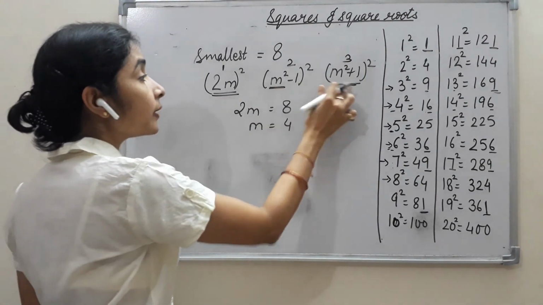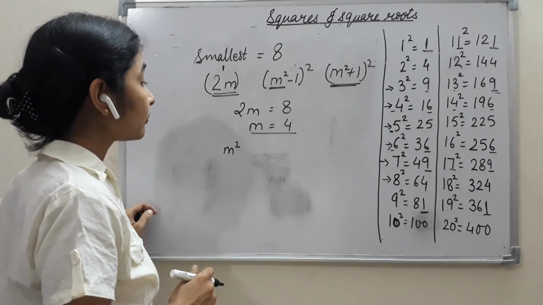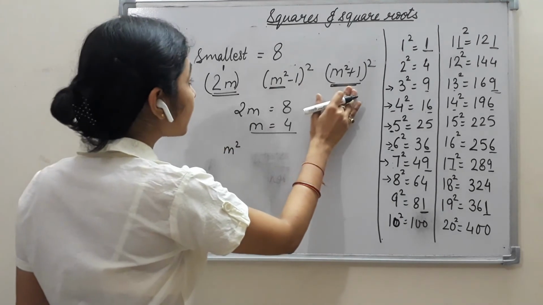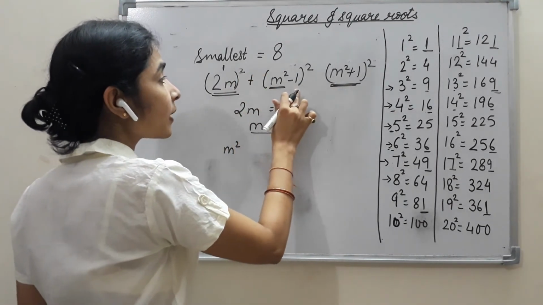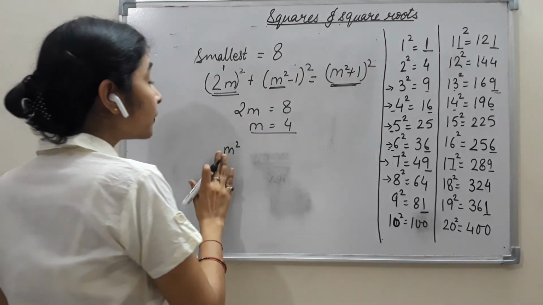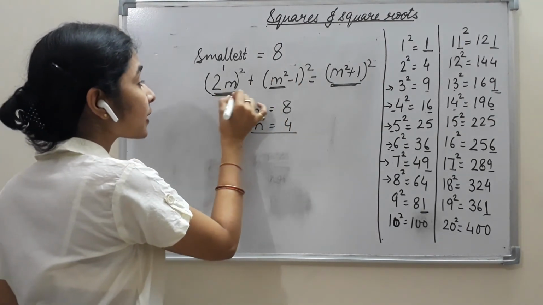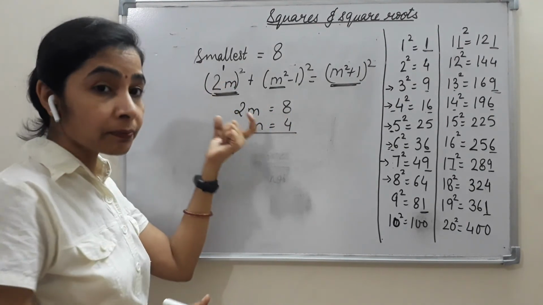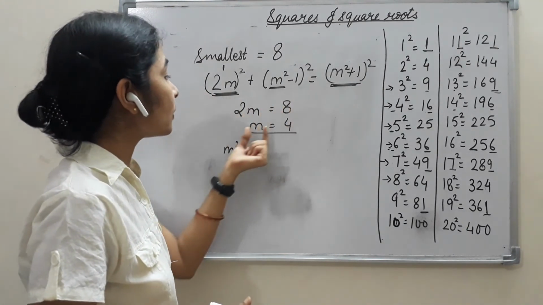Now we are supposed to find the next two members. So for the next two members we will just put the value of m here. We are already given the Pythagorean triplet that (2m) square plus (m square minus 1) whole square will be equal to (m square plus 1) whole square. Now what we are supposed to find here is m square minus 1. One of the members of the Pythagorean triplet we already know is equal to 8. We have taken that 2m is equal to 8, so m is equal to 4.